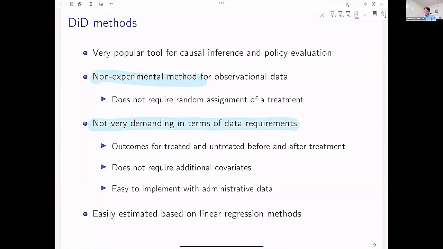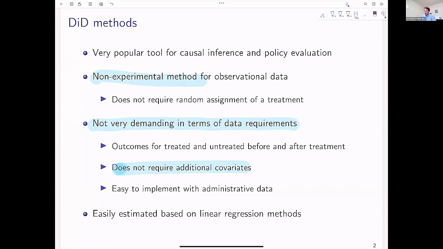In its simplest setup, diff-in-diff does not require, for example, additional covariates. We know there are other methods, like propensity score matching, where you need a very large set of covariates that would explain who gets treated and who doesn't get treated, to account for selection bias. In diff-in-diff, in principle, we don't need additional covariates. We can use additional covariates, and we will discuss how to do that later on. But in principle, covariates are not required.